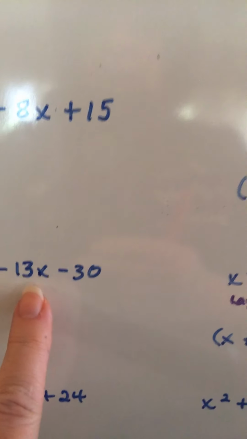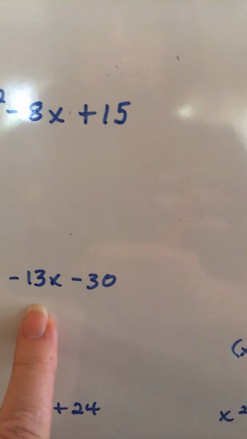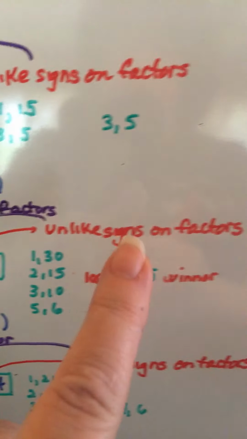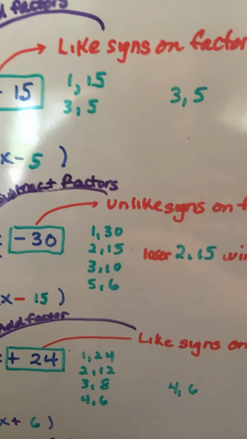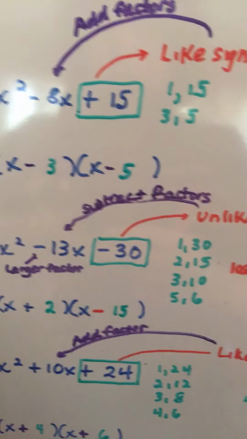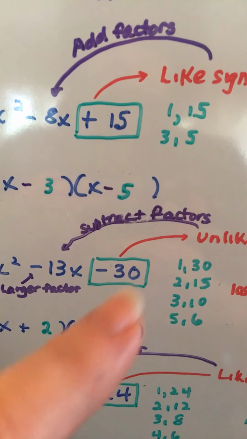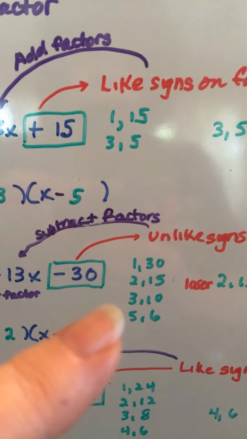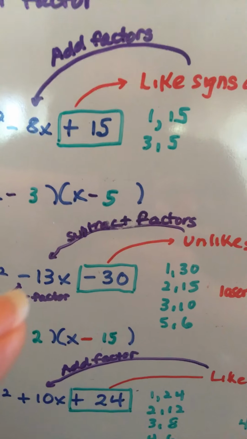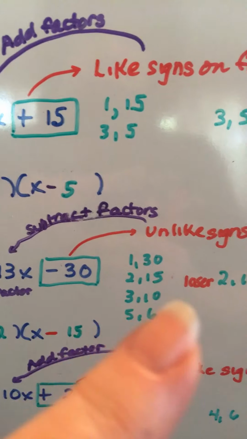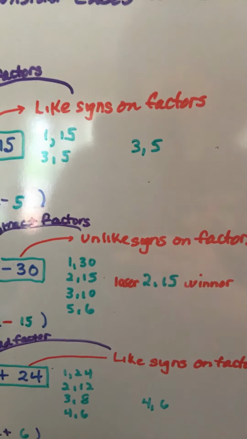Product, sum, product, sum, product, sum. So I come over here, I see the negative 30. Ooh, that means unlike signs on the factors. I listed all my factors. Now, what do I know? The middle term comes from a sum. How do I sum unlike factors? I subtract. Careful, 3 and 10 add and give me 13, but this tells me they're not the same. They're unlike, so I have to use 2 and 15.